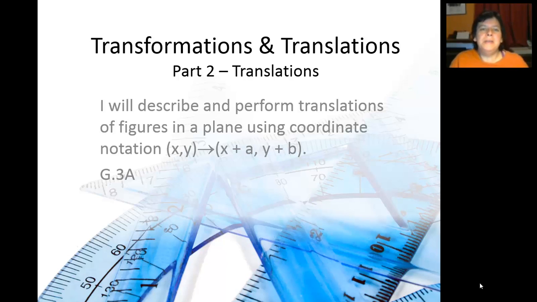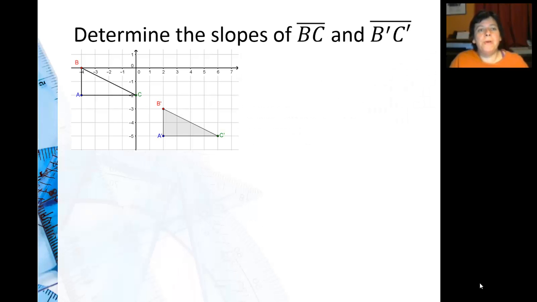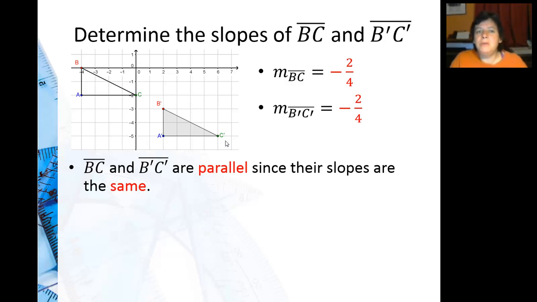Now we're going to take a look at some of the slopes on the translation that we were looking at before, the slopes of BC and B prime C prime. Well, the slope from B to C, which is right here, that's negative 2 over 4. And the slope from B prime to C prime, we go down 2 over 4, that's also negative 2 over 4. That means these two segments are parallel since their slopes are the same.